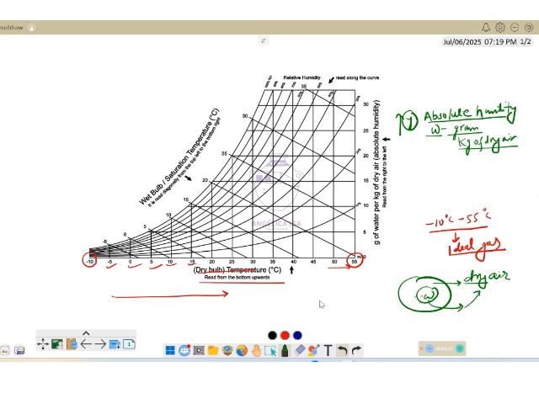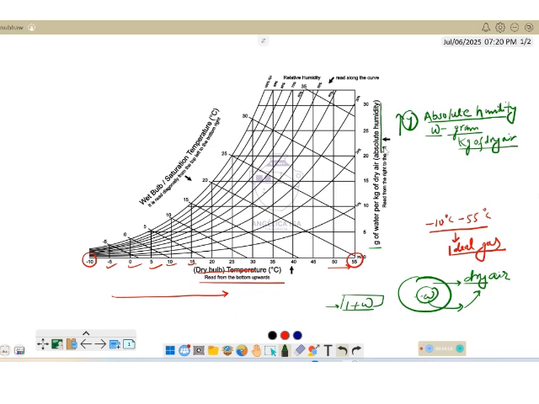Therefore, if 1 kg is dry air, then the total weight of air will be given by 1 plus omega. So this is the basic inference from this. The x-axis will represent the dry bulb temperature, the y-axis will represent the absolute humidity, and absolute humidity will be represented by grams of water per kg of dry air.